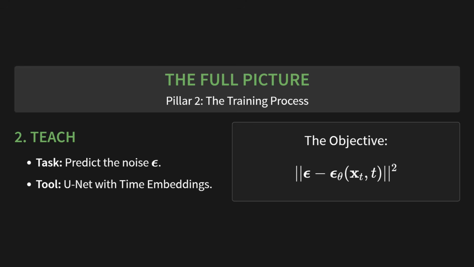Next, pillar 2, the training process. Here we teach. The task was simple. Predict the noise epsilon. Our tool was the UNet, supercharged with those special time embeddings. And the objective? The goal of our training? Just minimizing the squared difference between the real noise, epsilon, and the noise our model predicted, epsilon theta. That's it. A straightforward, supervised learning problem.